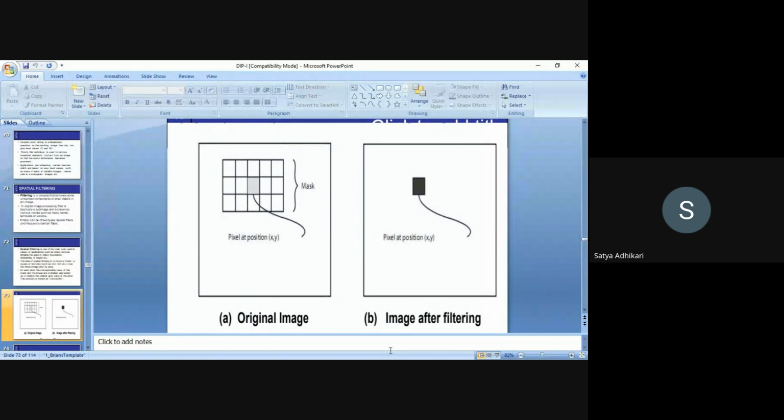So we have to do the spatial filtering. How do we do spatial filtering? We will have a better example after that, showing how the new pixel value is calculated. But for now, assume the new value is calculated and the old pixel value is replaced by the new pixel value. Pixel value means the gray level value. So you see the image after filtering, image B, and the gray level value of that pixel at XY, which was gray, has changed. Now it is converted to black or a darker color.